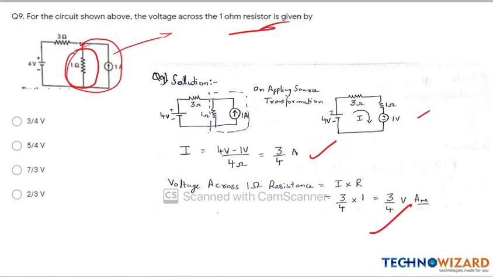Also you can calculate this by applying nodal analysis. Suppose (V minus 4 volt) upon 3 plus V by 1, and this 1 ampere current flowing, is equal to 0. From here also you can find the voltage across 1 ohm resistance.